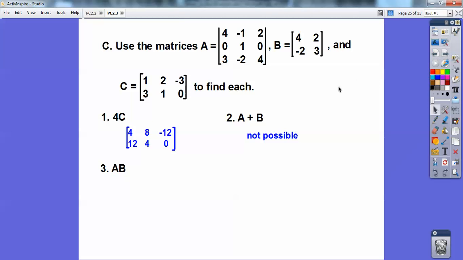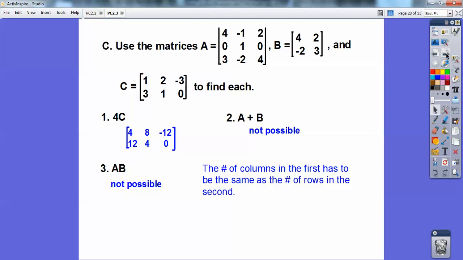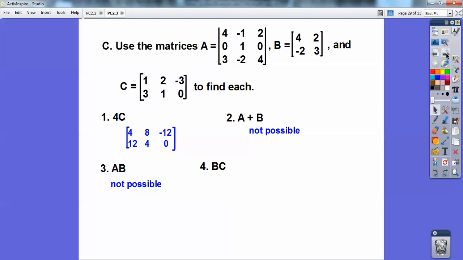All right, a times b. You're going to find this one's not possible either because the number of columns has to match up with the number of rows. Here I have 3 columns, here I only have 2 rows. So that one's not possible either, you guys, because the number of columns in the first one has to be the same as the number of rows in the second one.